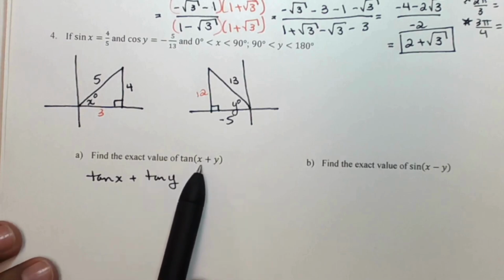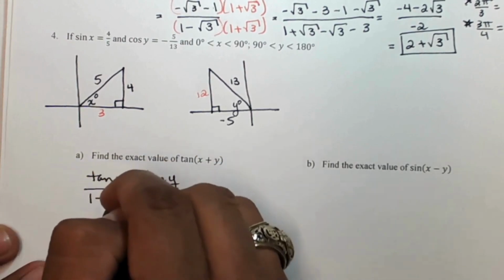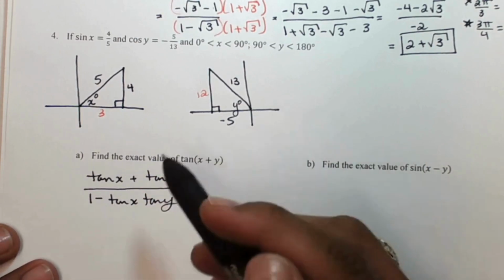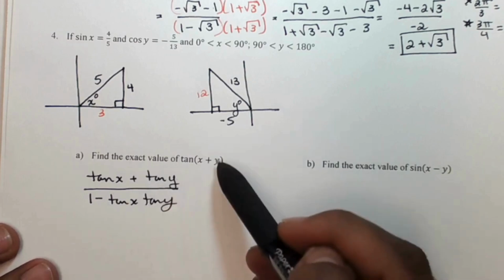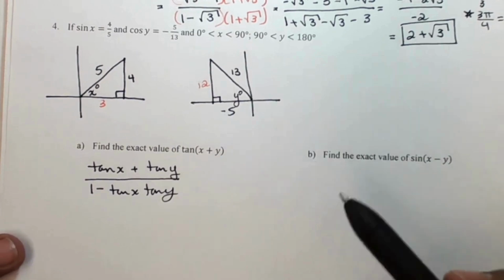Tangent of x plus y is tangent of x plus tangent of y over 1 minus tangent of x times tangent of y. That's the identity. This whole ugly fraction simplifies to this or vice versa. Okay, so make sure you understand that.